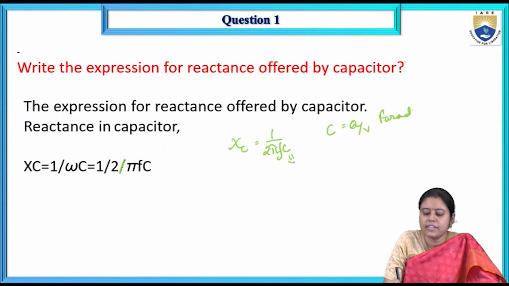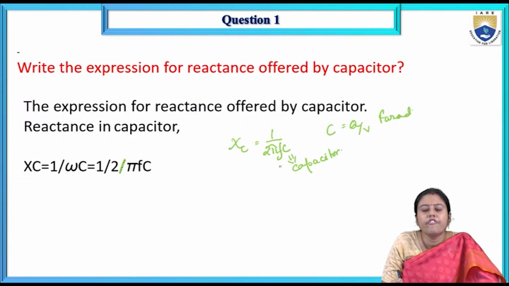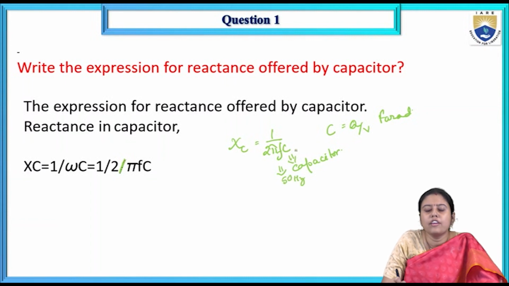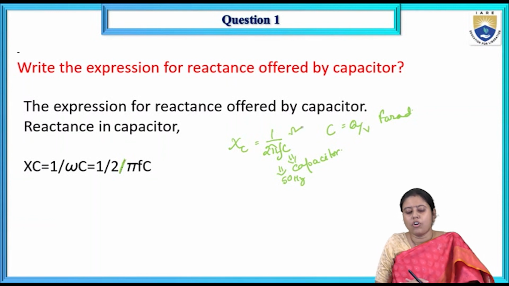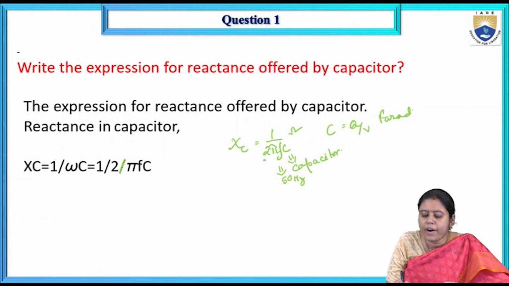So what is C? C is the capacitance. What is F? F is the frequency. For India, the frequency is generally 50 Hertz. And what is the unit of Xc? The unit of Xc is always ohm. And 2 pi F, we can write as omega, so Xc is 1 by omega C.